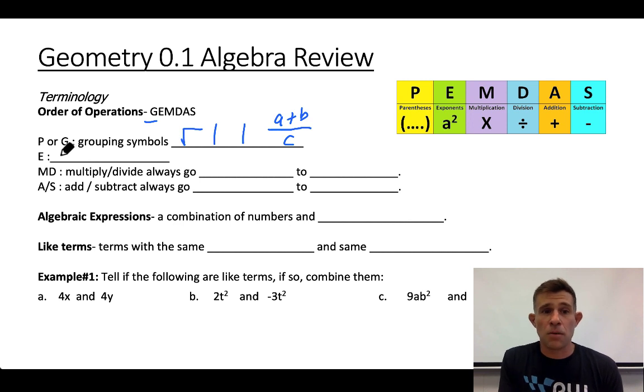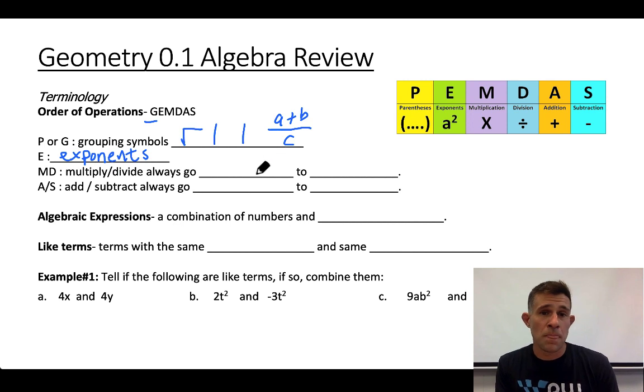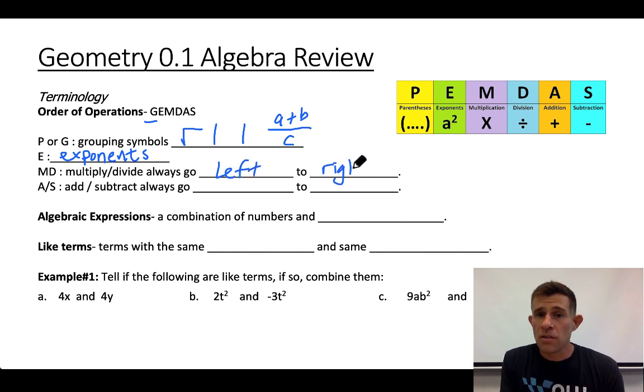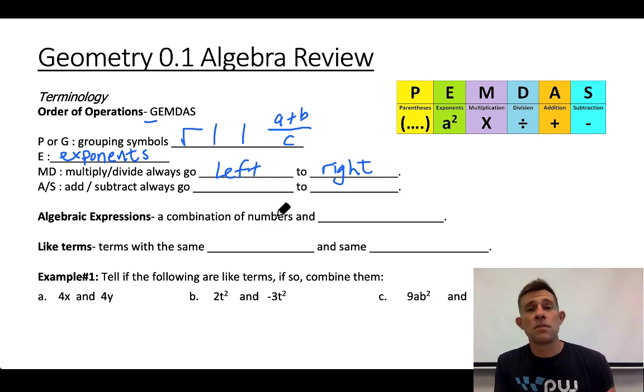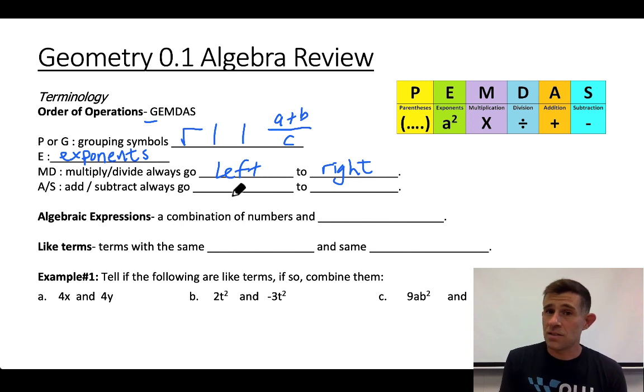Next comes exponents. Exponents are also known as powers or degrees, and those are going to be handled after we evaluate anything that's found in a parenthesis or a grouping symbol. Then comes multiplication and division, and we're always going to move from the left to right. Just like we're reading across the page, we are going to solve multiplication and division problems in order, going left to right in our algebraic sentences.